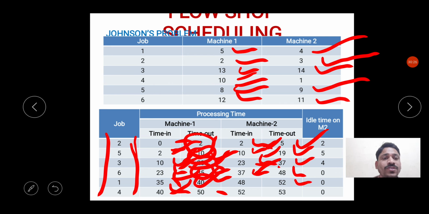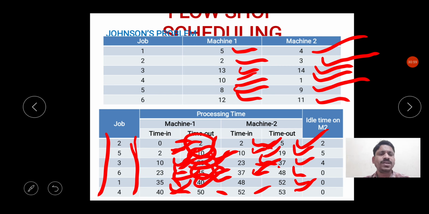At 52 hours the work is ready or no? Yes, because job 4, the next job as per our sequence, has completed on machine 1 at 50 hours. Now machine 2 is at 52 hours. So immediately we can start the job, right? And it starts from 52 and it is for 1 hour. So it completed processing on machine 2 at 53 hours. So what is the makespan here? 53 also. The maximum time to finish all the jobs is 53.